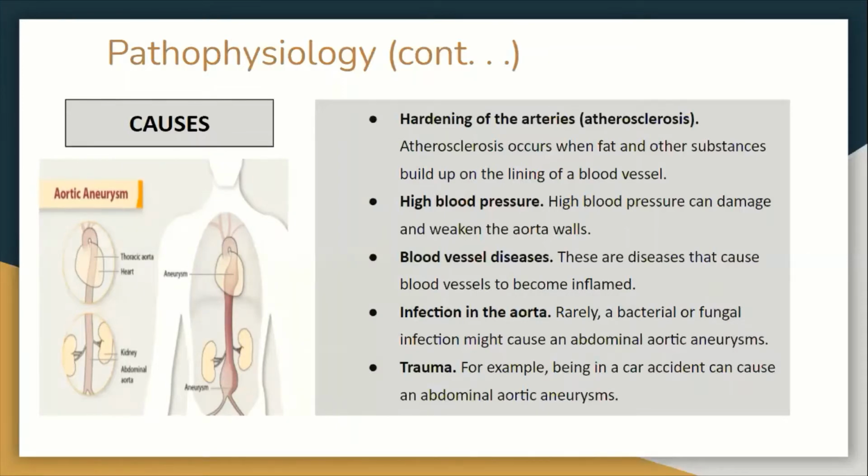Next, infection in the aorta. Rarely, a bacterial or fungal infection may cause an abdominal aortic aneurysm. And the last one is trauma. For example, being in a car accident can cause an abdominal aortic aneurysm.